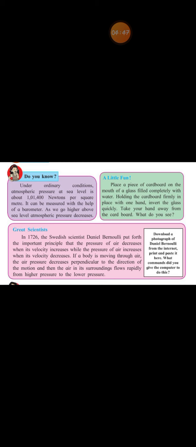Here is something you don't know. Under ordinary conditions, atmospheric pressure at sea level is about 1 lakh 1400 newtons per square meter, and it can be measured with the help of a barometer. And as we go higher above sea level, atmospheric pressure decreases.